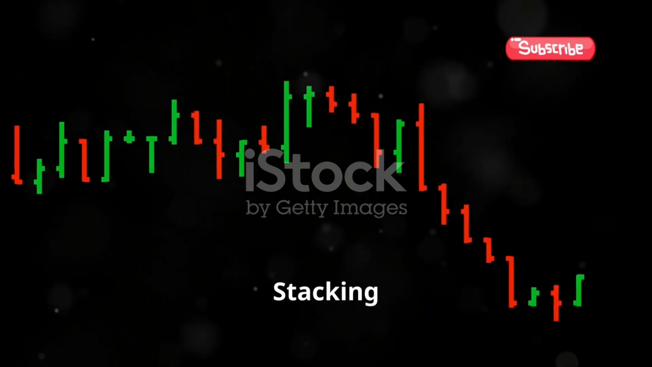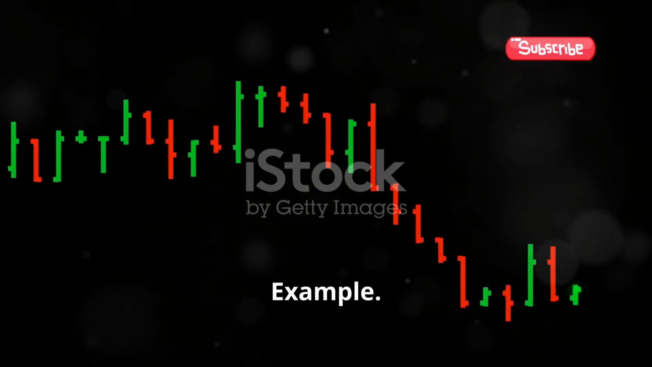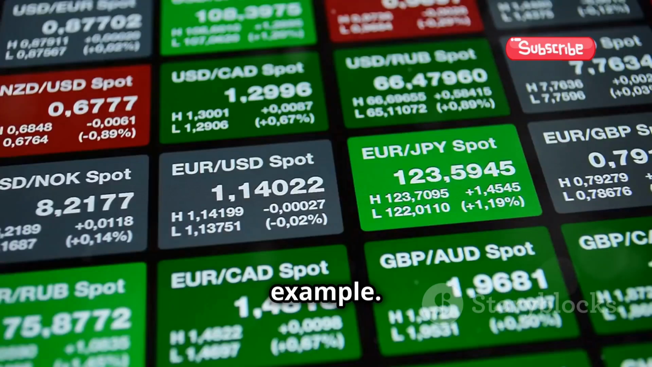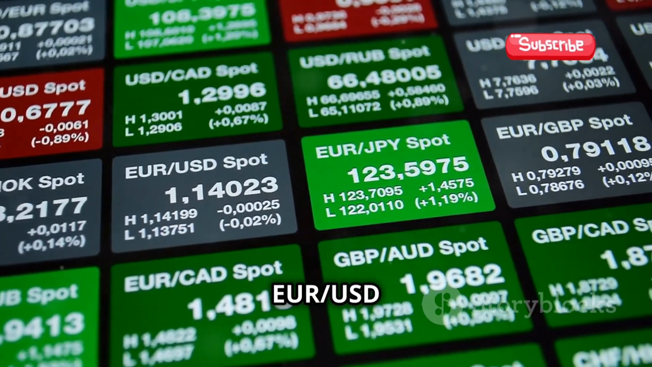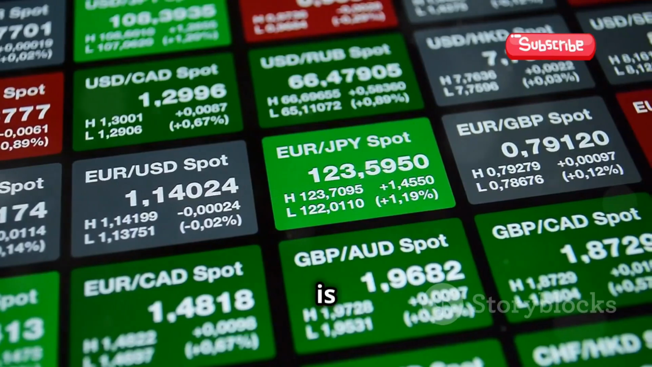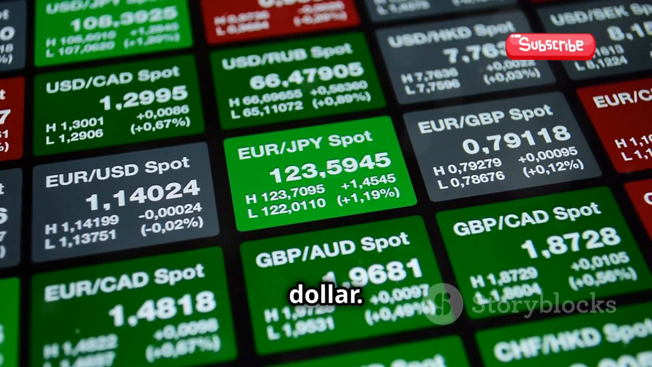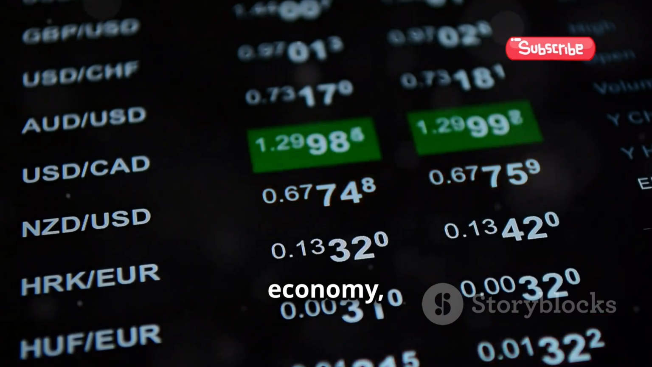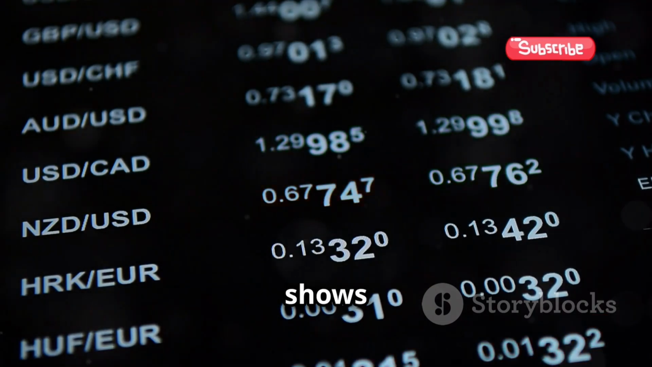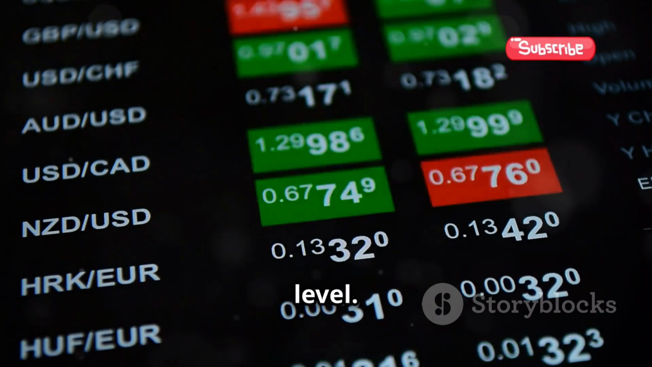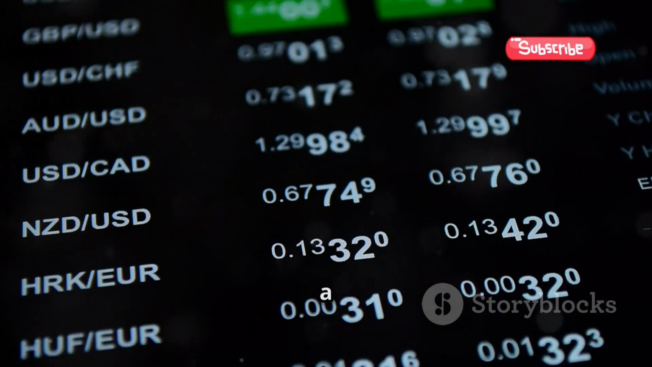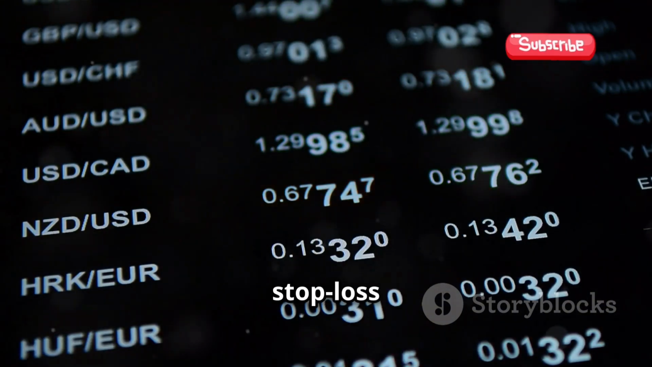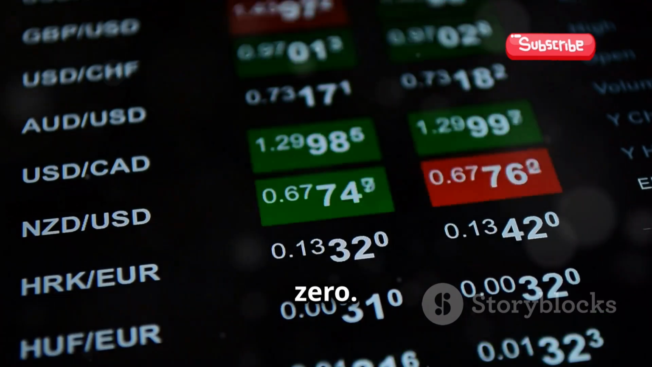Section 8. Stacking in action, a real-world example. Let's illustrate the concept of trade stacking with a real-world example. Imagine you've been following the EUR-USD currency pair and believe that the euro is poised to strengthen against the US dollar. Your fundamental analysis indicates a strong Eurozone economy, while your technical analysis shows a bullish breakout from a key resistance level. You decide to enter a long position at 1.1000, setting your initial stop-loss order at 1.0950.